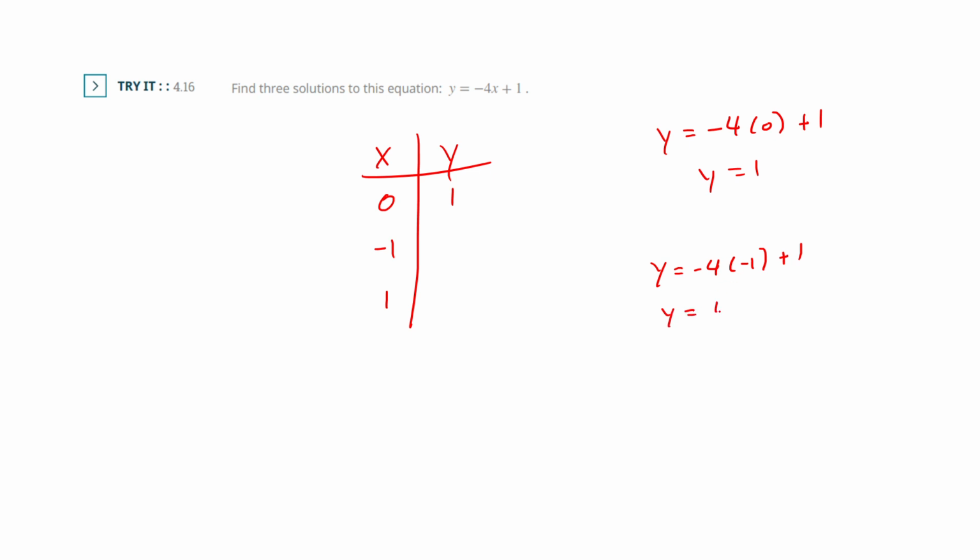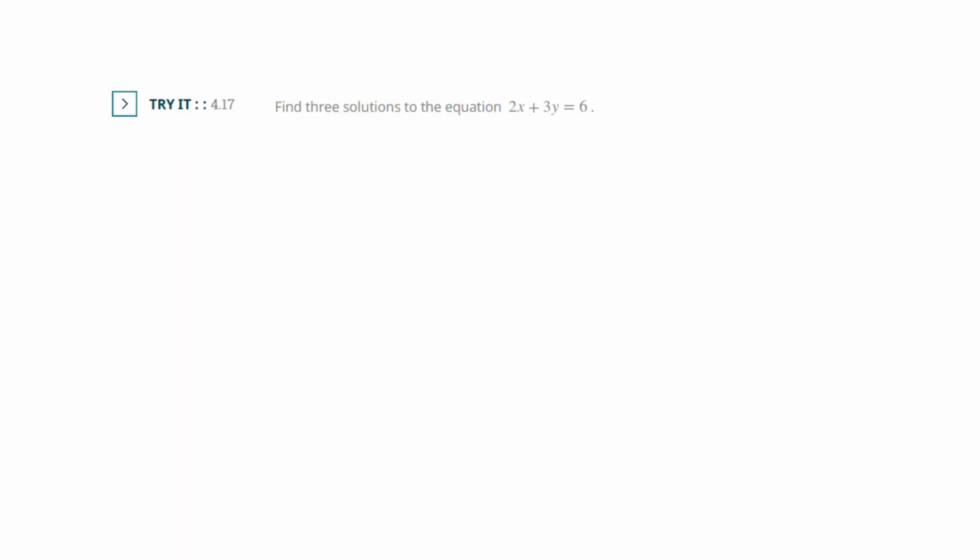Okay, multiply that, I get 4 plus 1. So y is 5. So negative 1 and 5 are a partnership that solves this equation. Negative 3. So 1, negative 3. Okay. Yeah, let me jump ahead.